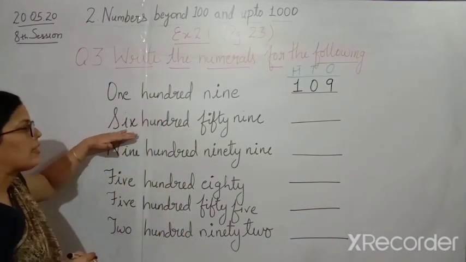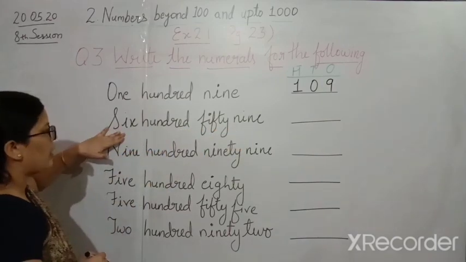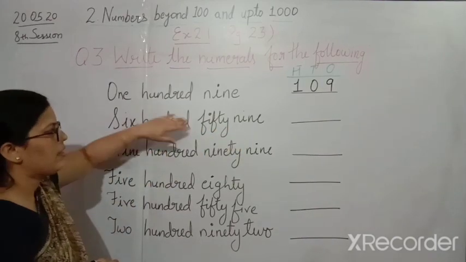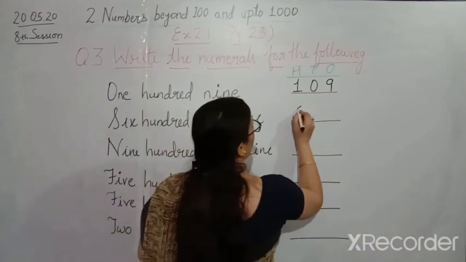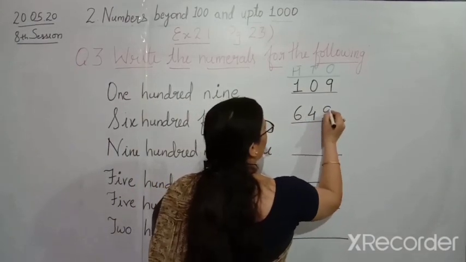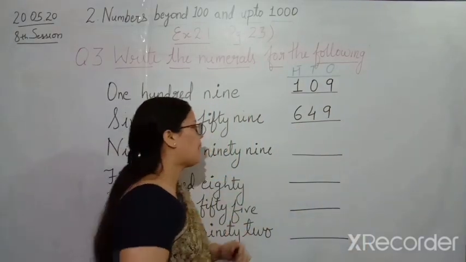Now next is 659. At the hundreds place we will write 6, then 4, 9, 49. So the number is 649.